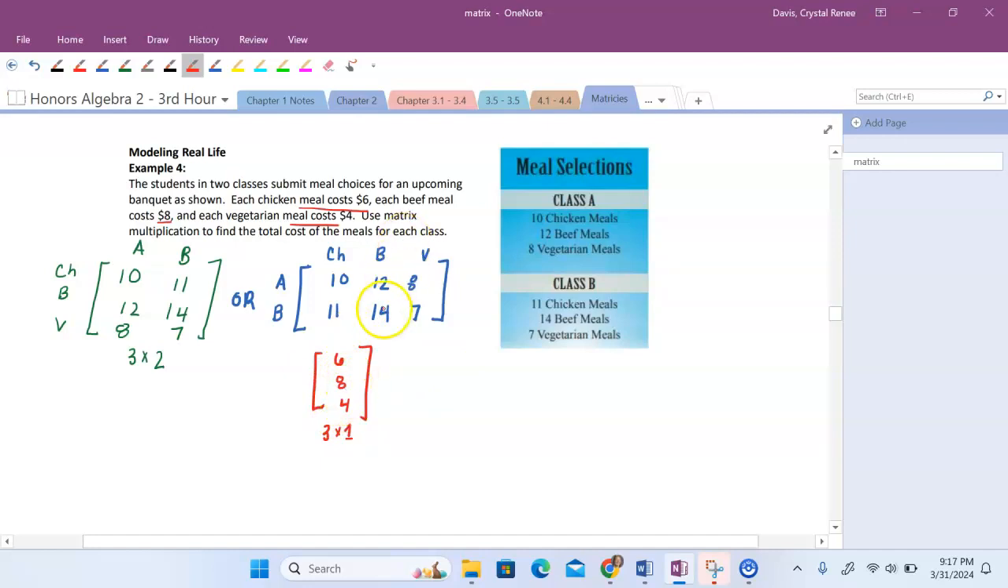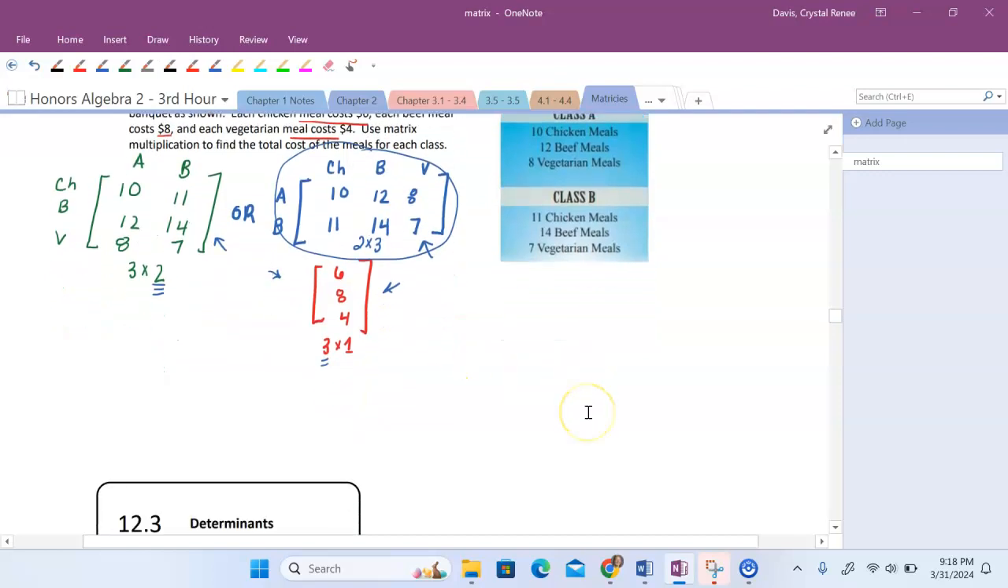This is a 3x1 matrix. So that means that in order to multiply something by this matrix, it has to be a something by 3. I didn't write this here, but I should have. This is a 2x3 matrix. So I can multiply this matrix times this matrix, but I cannot multiply this matrix times this matrix because these don't match up. Because of that, I'm going to use this matrix here.